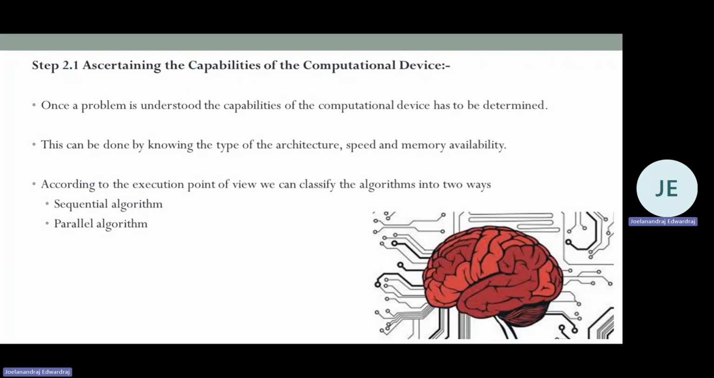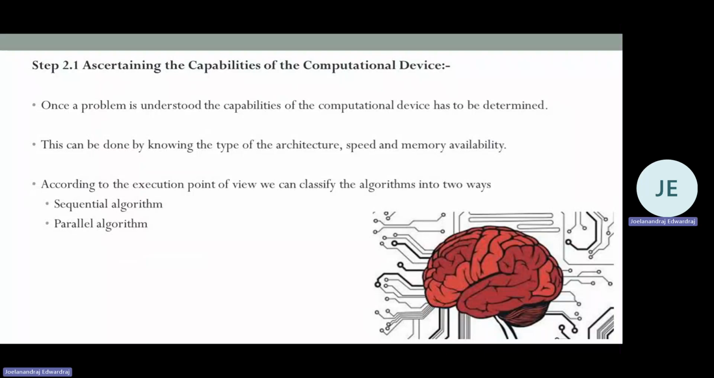So that's the key thing here. Ascertaining capabilities of computational device. So in terms of computer domain, we have to understand the type of architecture, how fast the computer is, and what is the memory that we're going to use. So those things you have to understand.